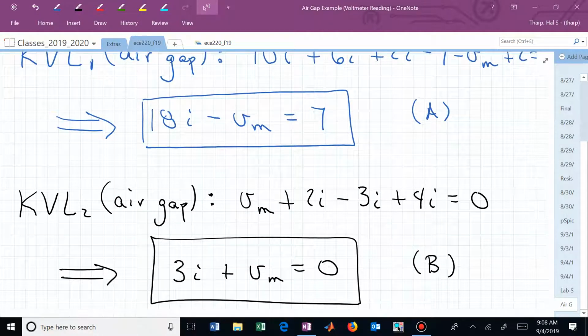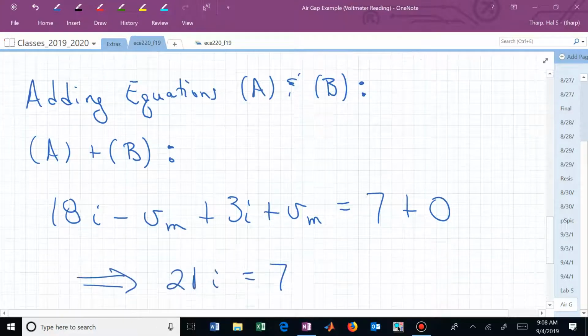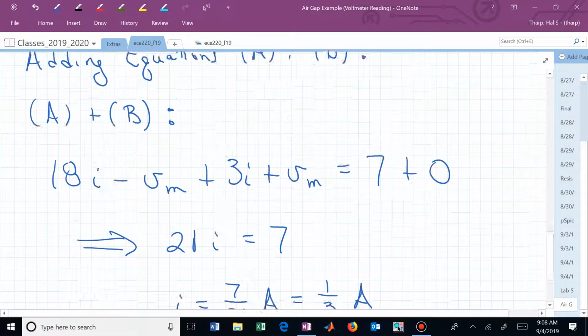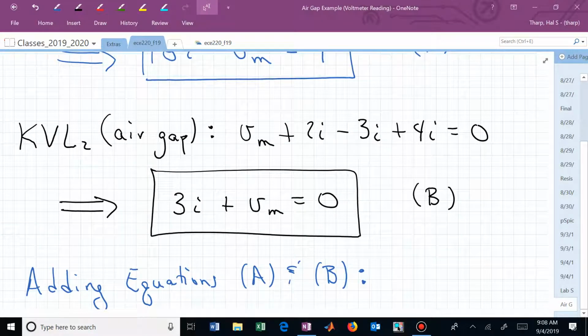You'll end up with an A and a B equation. You can solve those simultaneously, or in this case it makes more sense to just add them, since you have a minus V sub m and a plus V sub m in the respective equations. Adding those two equations removes V sub m and gives you one equation in terms of I. You can solve for I. It ends up being 1/3. V sub m from B is minus 3I, and you can use your I result to find that the measured voltage on that ideal voltmeter is minus 1 volt.